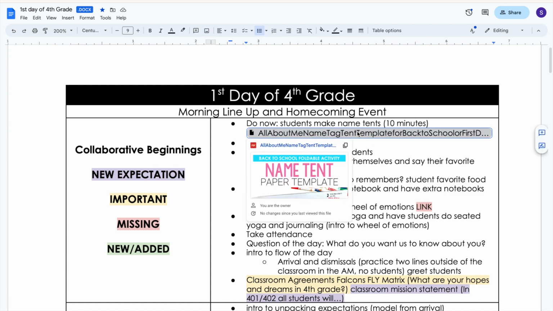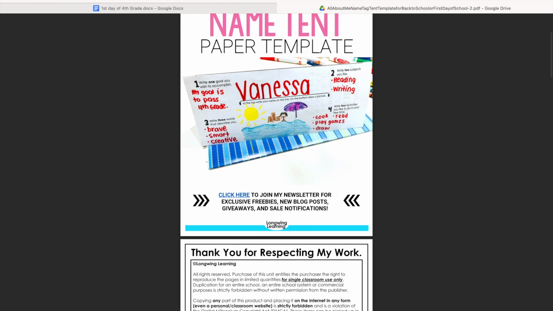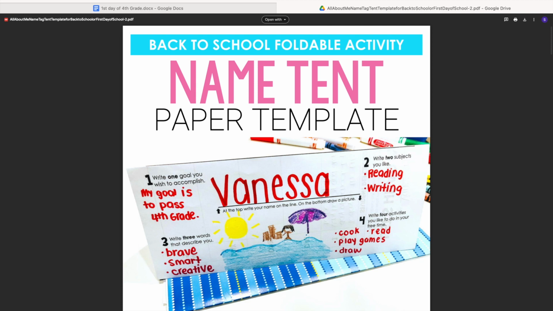I got this template, it's linked here. I like to have live, clickable links so that I can print it very easily. I got this from Long Wing Learning. I don't remember if it was free or not, but it's a name tent paper template for back to school. So what I'm going to most likely do is have a basket or a cup that has a couple of markers, and students will fill out this name tent.